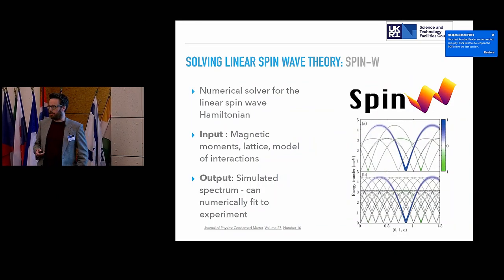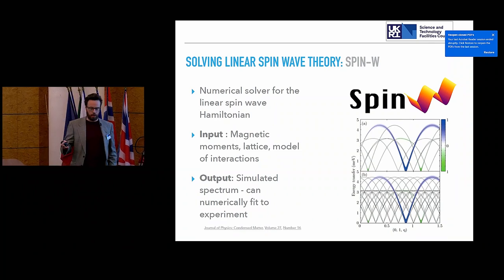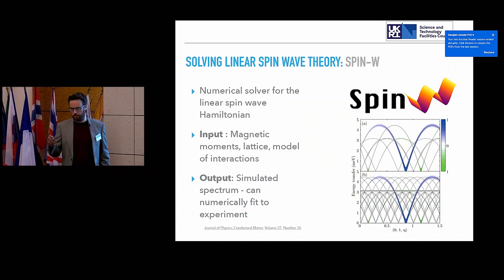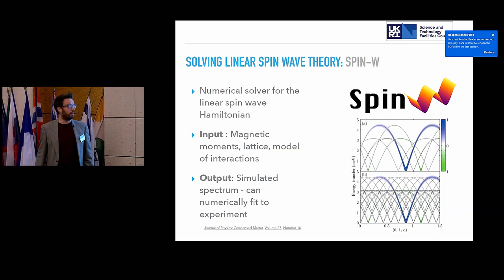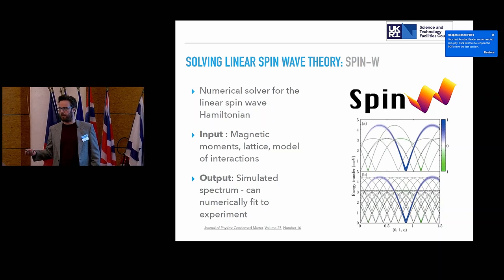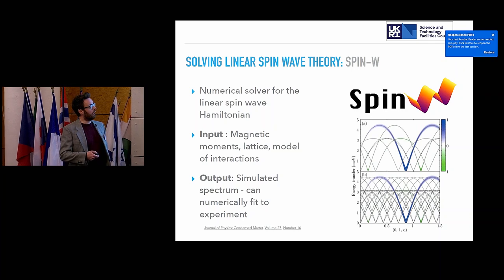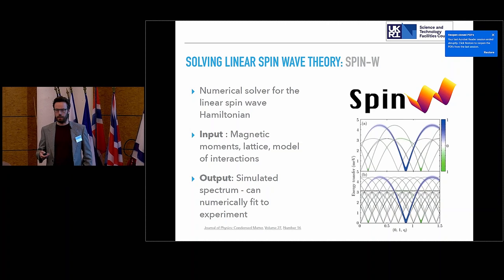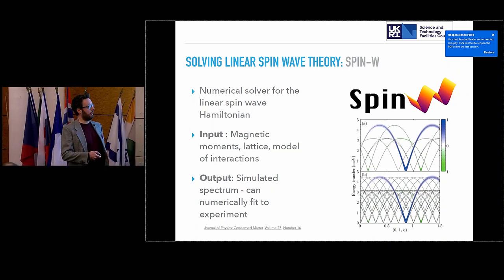Actually, Gareth gave a very nice introduction yesterday about how typically people would come along with some kind of model Hamiltonian and then try to fit parameters to that model Hamiltonian based on the experiments they've done. One of the ways people compare theory and experiment is, of course, numerical models. There's this SpinW code, which is able to simulate the inelastic spectra that you get in these experiments.